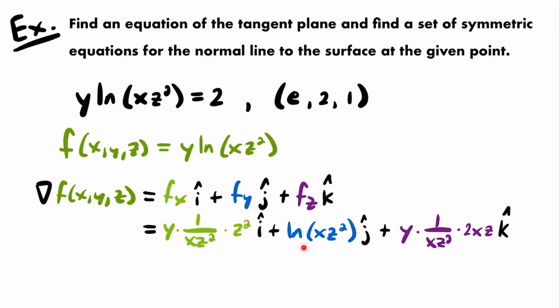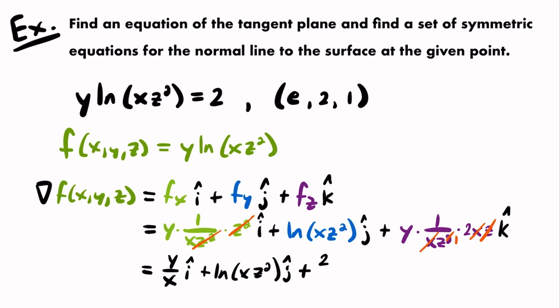All right, now let's simplify this gradient vector a little bit before we plug in this point, just to make things a little bit easier on ourselves. And what I notice here is that we have a z squared here and a z squared down here that'll cancel out, so you can cross those out. And then over here, x is in the denominator, x is over here, so we can cross those out. And then this z will cancel out with one of these, so this will become z to the first power, and this z is gone. All right, and so what we have now is y divided by x times i plus the natural log of x times z squared times j plus 2y divided by z times k. And so now we have a much simpler gradient vector that we can work with here.